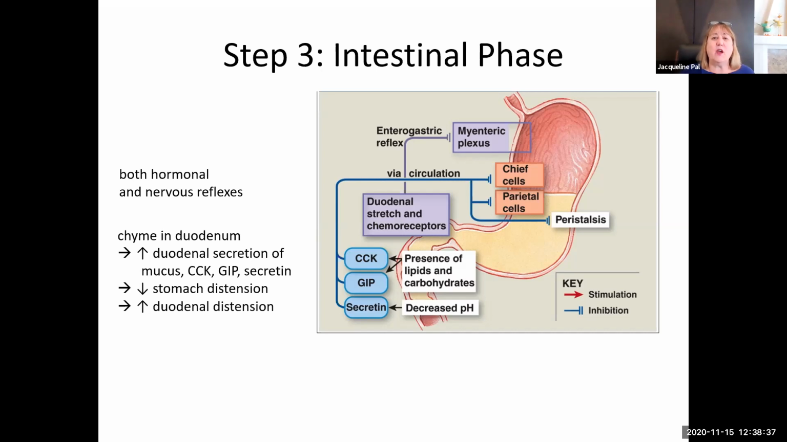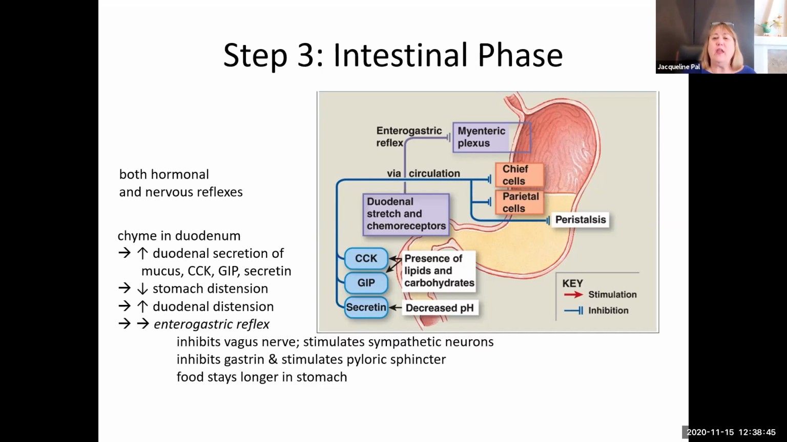And so now, because we are going to be activating stretch receptors as well as chemoreceptors in the duodenum, we cause the activation of what is known as the enterogastric reflex. Entero meaning intestine. So a reflex between the small intestines and the stomach. And this is an inhibitory reflex back to inhibit the vagus nerve effects on the stomach. So we're decreasing parasympathetic stimulation, and we are going to increase sympathetic nervous stimulation.